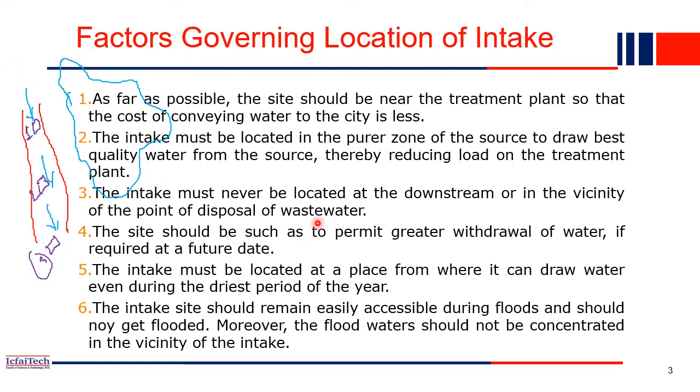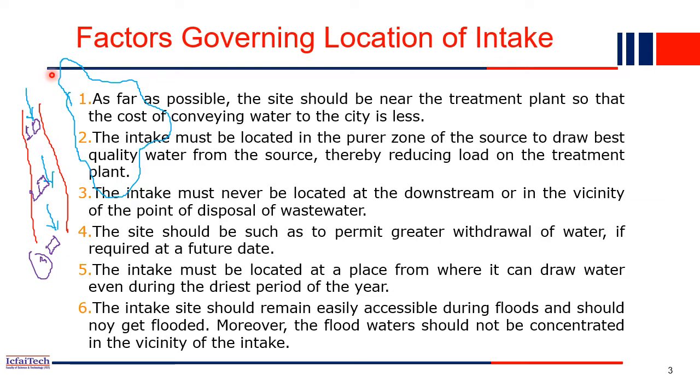The site should be such as to permit greater withdrawal of water if required at a future time. Okay, because as I mentioned in the earlier lecture number 2, we discussed one very important term called the design period. Design period is basically, today we construct a water treatment plant, and this plant should be serviceable for the next 25-30 years. That is what we call the design period. That's why we did the population forecasting also, if you recall, in the last lecture.